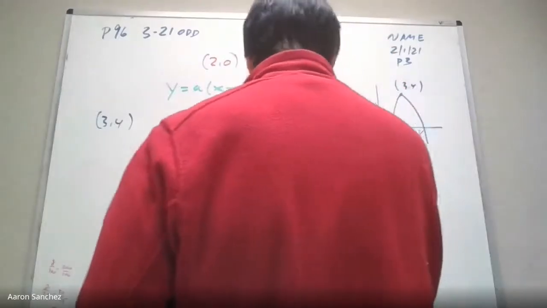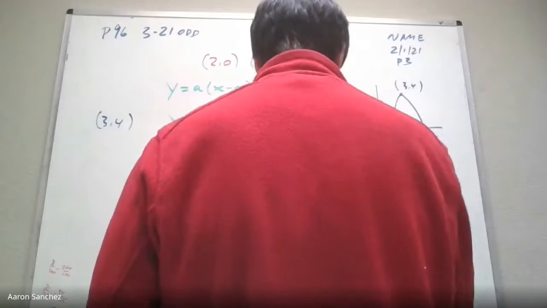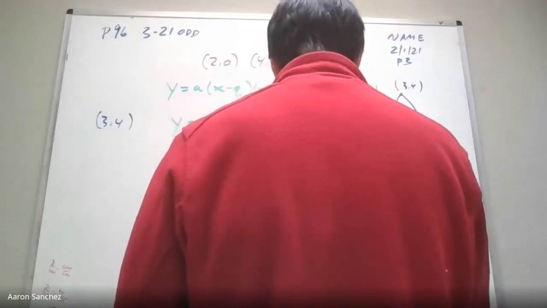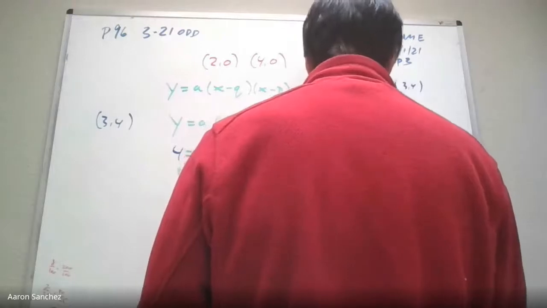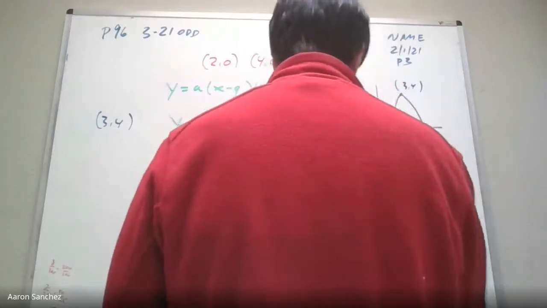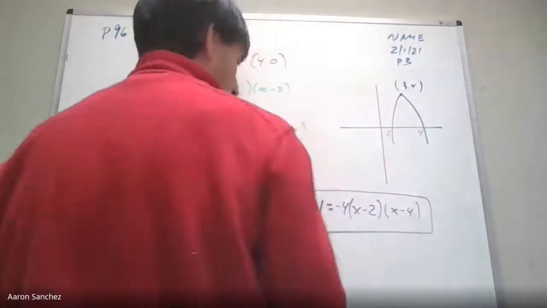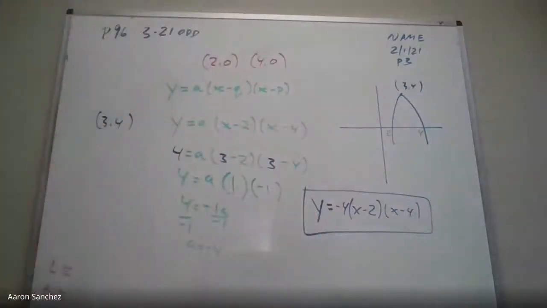Y equals negative 4 times x minus 2 times x minus 4. Yes. Hang on, I'm writing it here. Messed up. Negative 4 times x minus 2 is x minus 4. And that's all you got to do. That is your final answer.